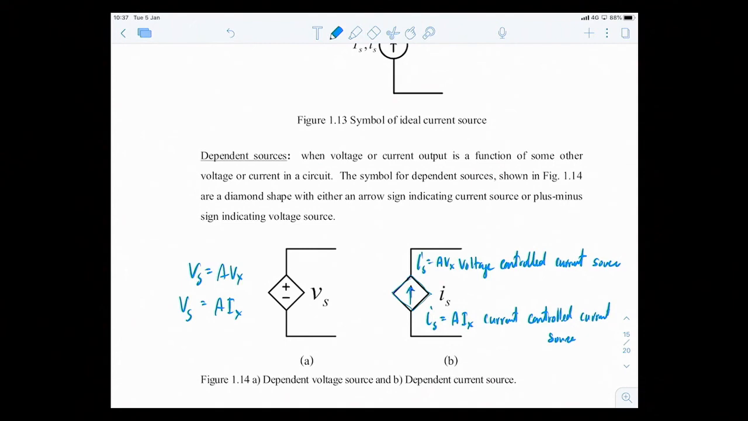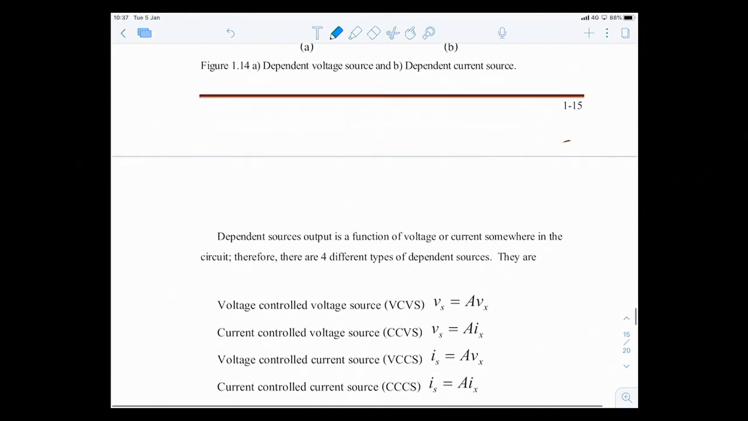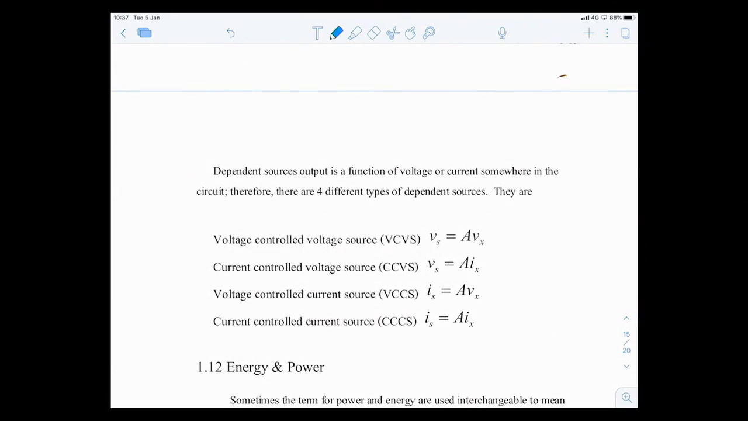So you know that it's a current source because of the arrow inside the diamond shape symbol. You know it's voltage controlled by this Vx, and you know it's current controlled by this Ix. So there are 4 types of dependent sources: voltage controlled voltage source, current controlled voltage source, voltage controlled current source, current controlled current source. If you have this in a problem, the problem is slightly more difficult. You have a dependent source in your circuit.